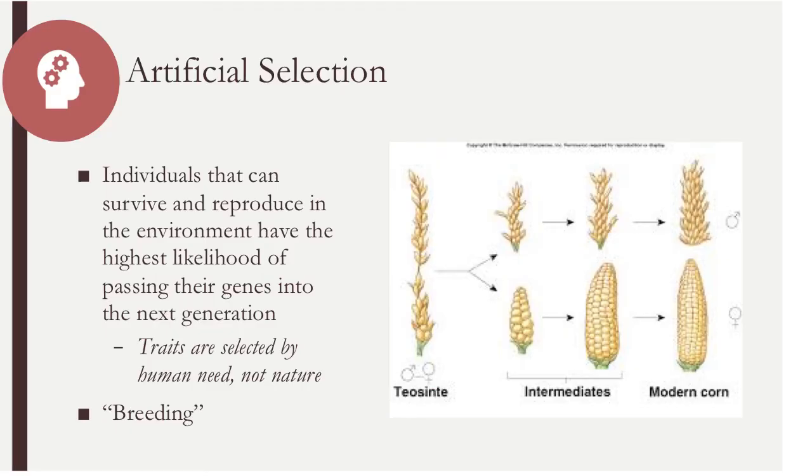So our second way that we're going to look at of how evolution happens is artificial selection. And to be able to understand, let's look at artificial selection. Individuals that can survive and reproduce, exactly the same. The only difference is that humans are the ones dictating what traits get passed on. So it's not about just who has the adaptation to allow them to survive in their environment. It's who's the most beneficial to a human.